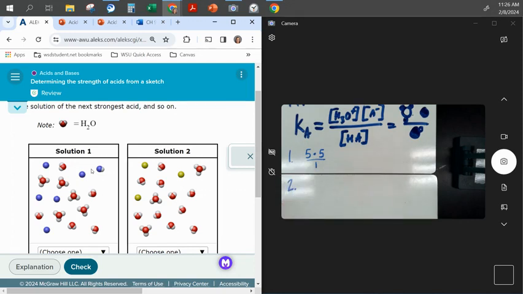Okay, let's look at the next one. Number 2: can you see how we have only the conjugate base? There's none of this with hydrogen. So we would be dividing by 0. This one, we're going to say, is strong because they're all dissociated.